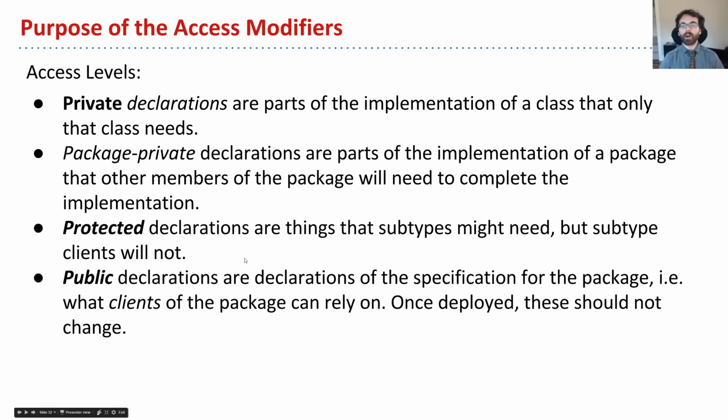Package private declarations are things in the implementation that other members might need to complete the implementation. So we have a package that has some overall emergent behavior, and maybe there's some pieces that the classes in the package can share. Sometimes that's a reasonable thing. This could be things like constants, and I encourage you to explore where this makes sense in Project 2. Then we have protected. So these are things that subtypes might need, but subtype clients will not. So for example, if I make something protected, that means that it's something I want to expose to anybody that wants to extend that class, but somebody who just wants to use that extension, no.